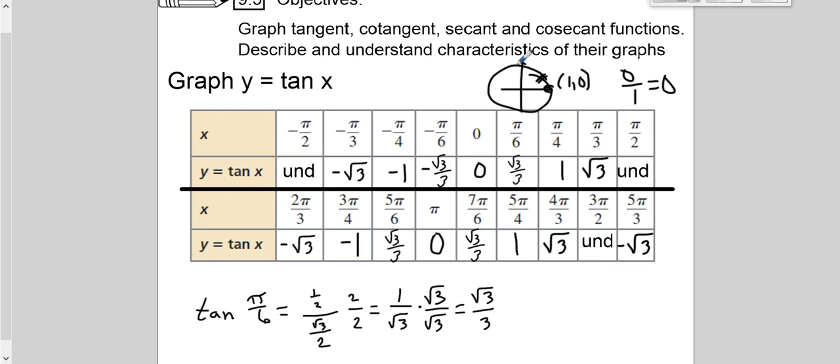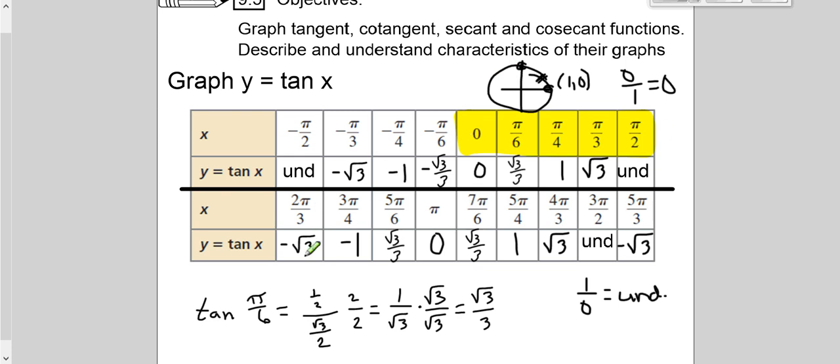And when we get to pi over 2, we're up here on the unit circle. That is the point 0, 1, so that is 1 divided by 0. And what's 1 divided by 0? That's undefined. So we put in undefined here for pi over 2. So once you finish that little section, then you're just reusing those same numbers again, but the signs change. So that's your first quadrant.